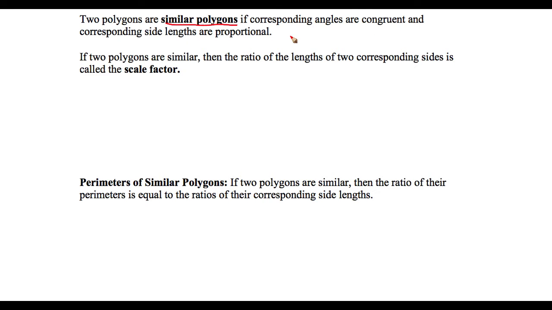So in colloquial terms, we say that this is the same shape but a different size. And when we look at the different sizes, how one thing is different from another, the difference in their sizes is basically the scale factor. So let's look at an example.